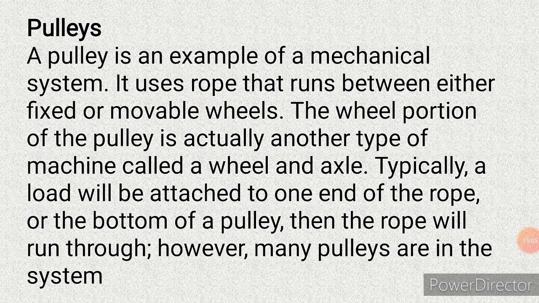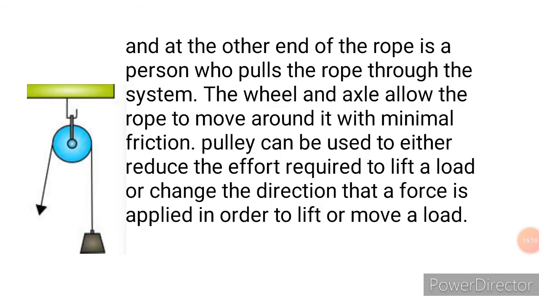However, many pulleys are what? In a system. So we can have a system where we have a single pulley. Look at the pulley, you can see there. You have come across something like this. We can have a system where you have just a single pulley, and then a system where you have even 3 pulleys. Okay, we'll look at pulleys in our subsequent class. At the other end, you are able to pull the rope to draw out the load. Now, the wheel and the axle allow the rope to move around it with very small friction.